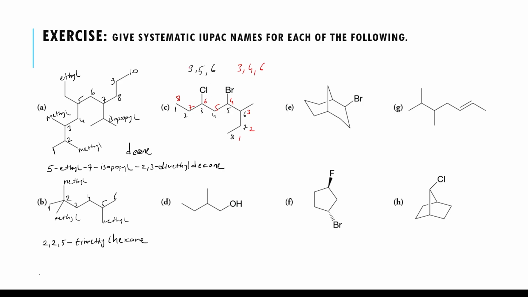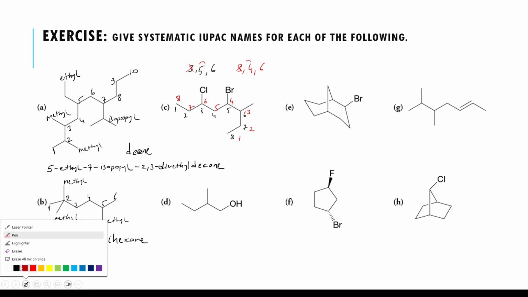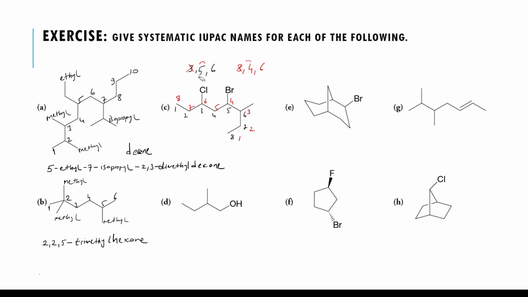Start numbering. If I check the first branching points, 3 and 3, they are the same. Now I have to check the second one, 5 and 4. So we have to start from the right end because the second branching has a lower number as compared to starting numbering from the other end. So the red numbers will be the correct way to write the naming. Then let's write the name. I'm going to erase these ones, and I'll just keep the red numbers.